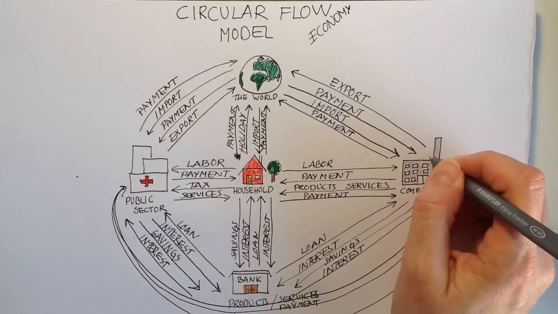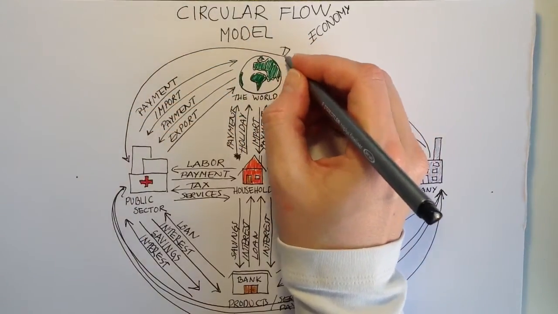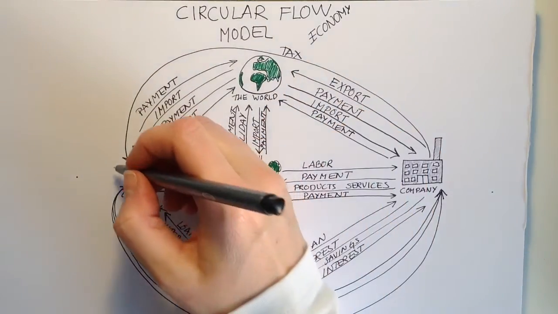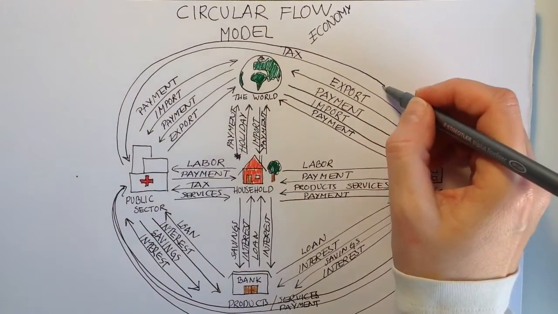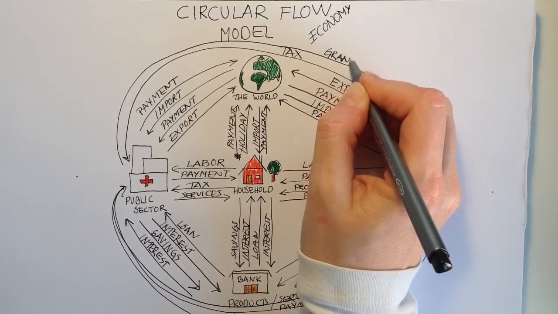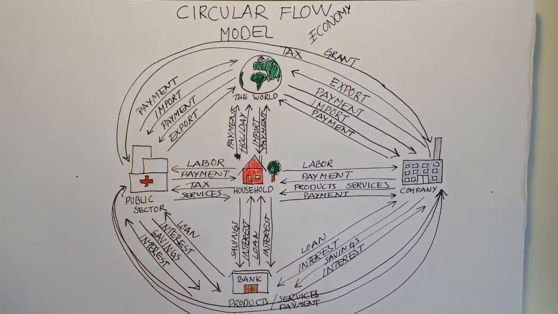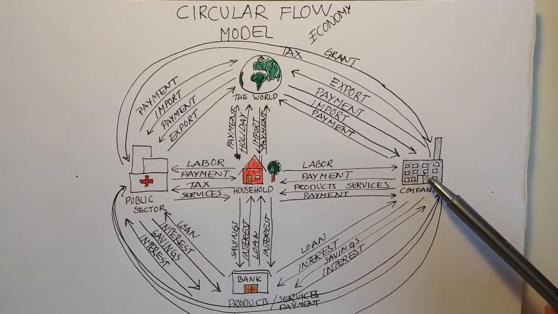The companies, they will have to pay something to the public sector. We know that as taxes. But from the public sector to the companies will also come money sometimes. And we can call them grants. That is when the public sector will help companies in situations where they do need money and they don't have it for the moment. That is called a grant. So this complicated model started off with a household and the company. And these are the concepts that you need to be able to grasp.